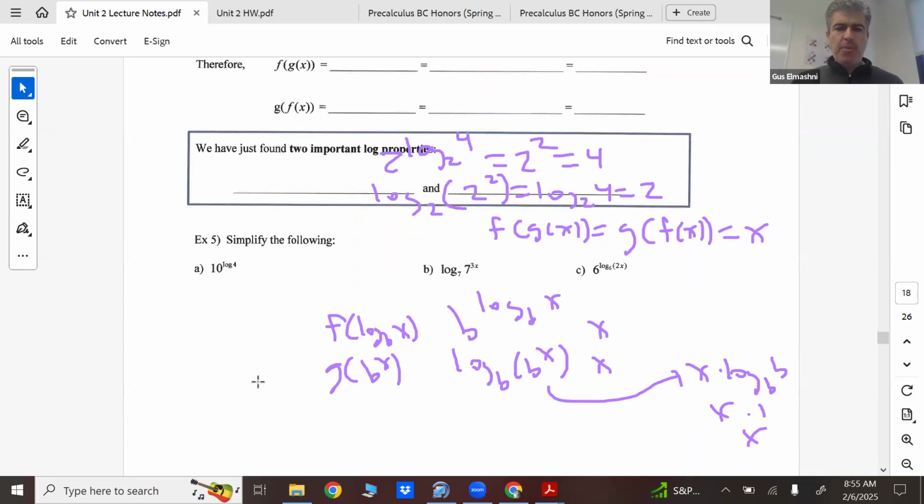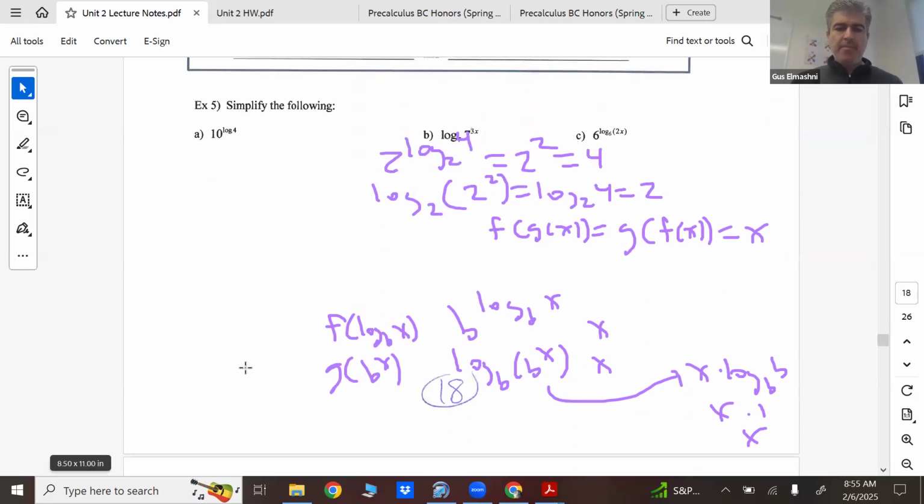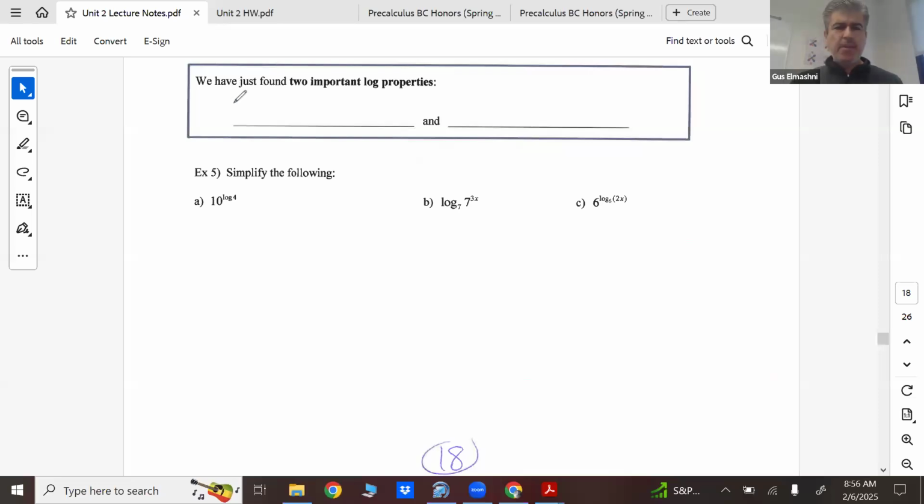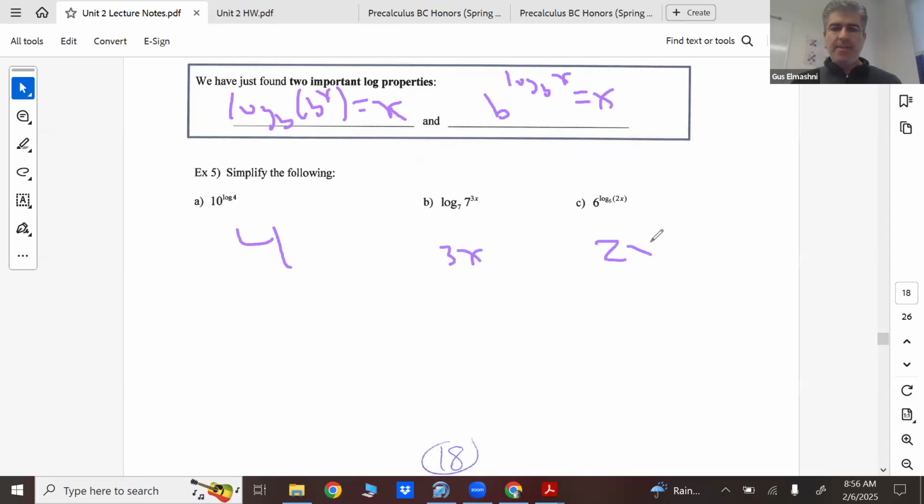So we just found 2 important properties. Log base b of b to the x equals x, and b to the log base b of x is also x. So that's easy. Pretty simple.